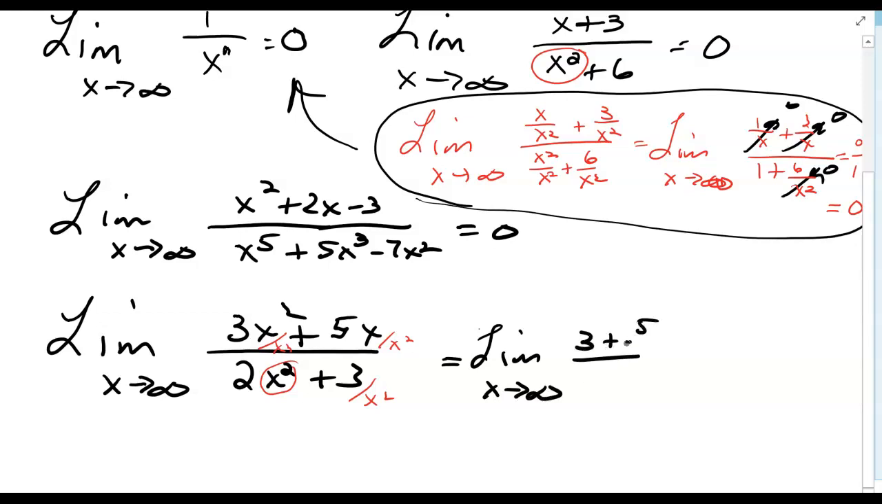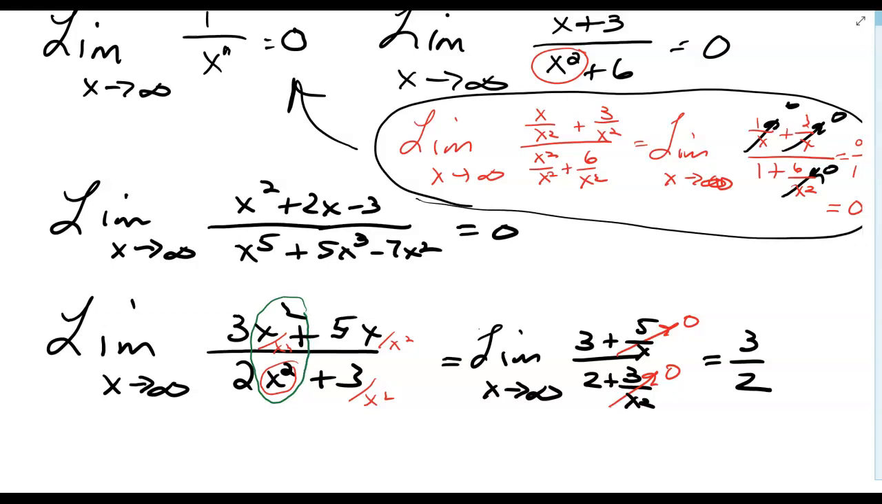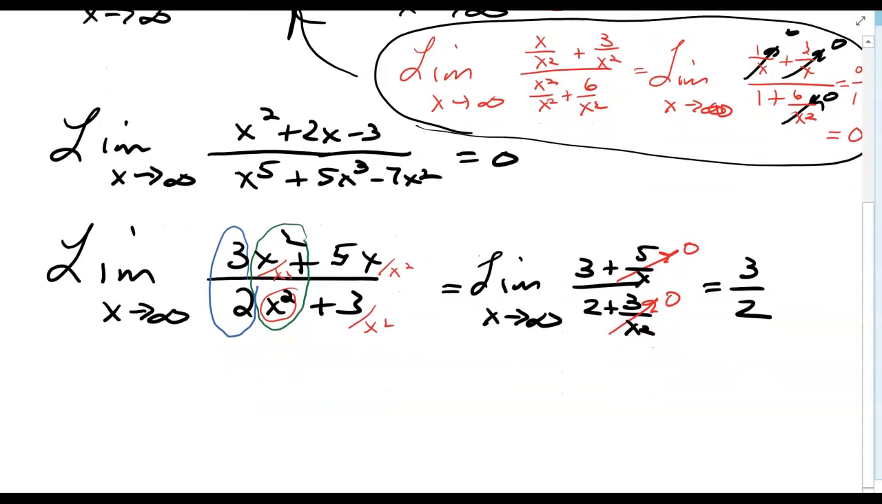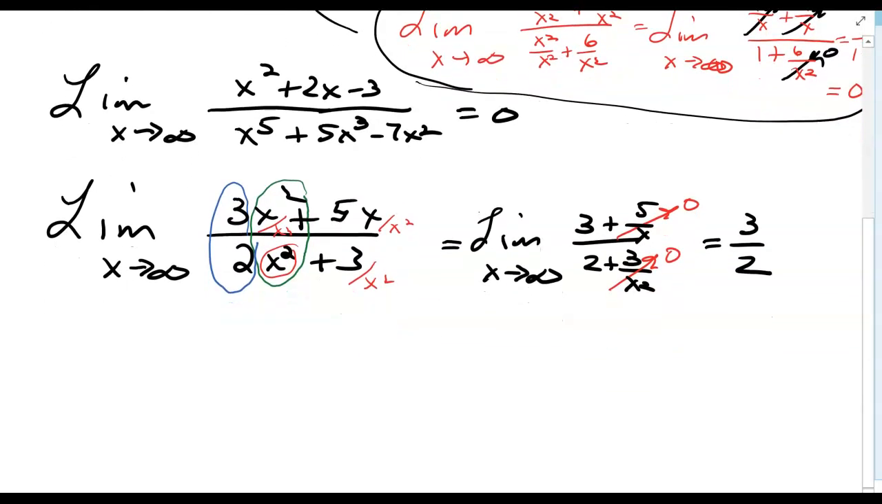3 plus 5 over x, 2 plus 3 over x squared. Again, that goes to 0, that goes to 0, and in this case, we end up with 3 halves. So the general idea here is when your highest exponents are the same, your limit as x goes to infinity just ends up being those coefficients. So this is the concept of limits you want to fully understand as we progress into this chapter, and we end up taking a lot of limits.